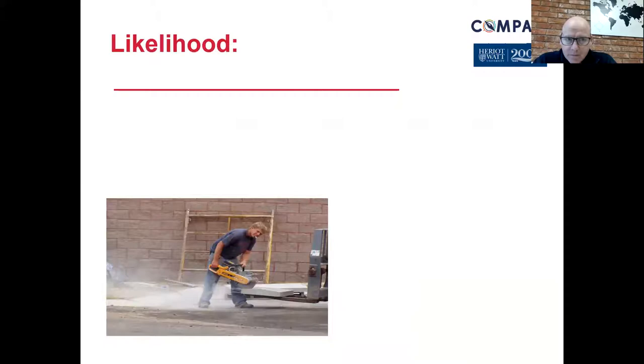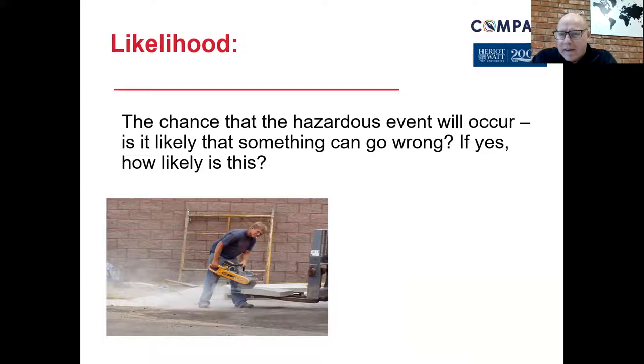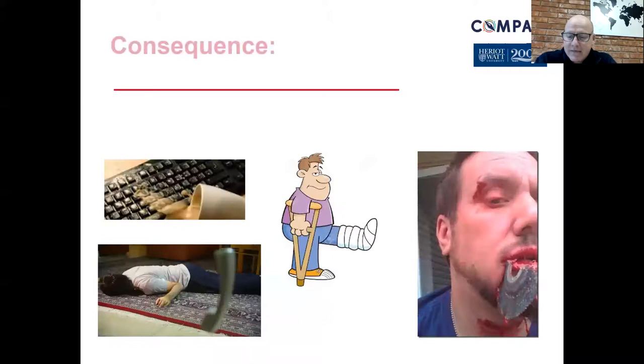Now, the next stage we have to consider is kind of a "so what" approach in some respects, but we've got to take account of likelihood and then ultimately severity in our evaluation of risk. So likelihood is the chance that the hazardous event will occur. And what is that chance? Let's put some numerics against it or quantify it in some respects. The question I typically ask is, is it likely that something can go wrong? And if it can go wrong, Murphy's Law in some respects, it will go wrong. How likely is this?